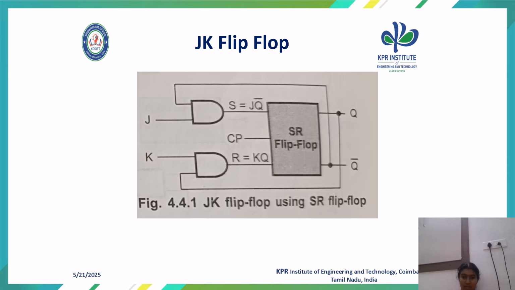Here, this is realized using the SR flip-flop, which has a NAND cross-coupled logic. S is given the input J and Q bar: the J input and Q bar input are ANDed together and given as the S input. Similarly, J and Q are ANDed together and given as the R input. Since it is a flip-flop, it is an edge-triggered device, so the clock pulse is given at the positive edge.